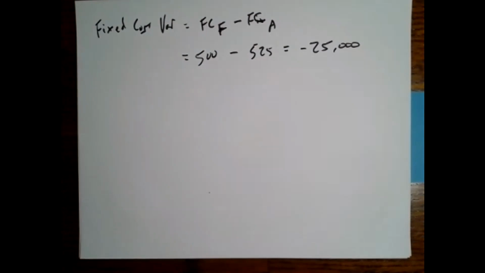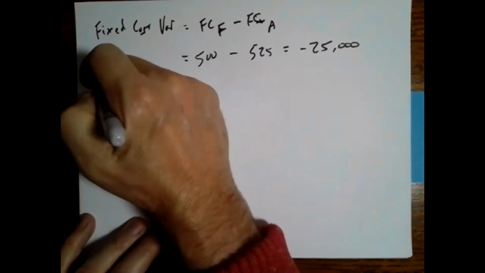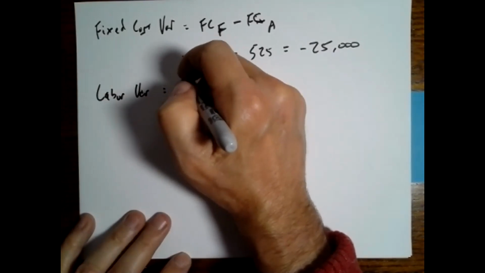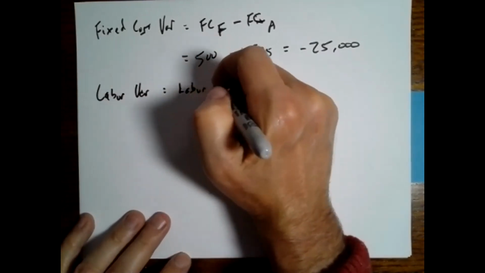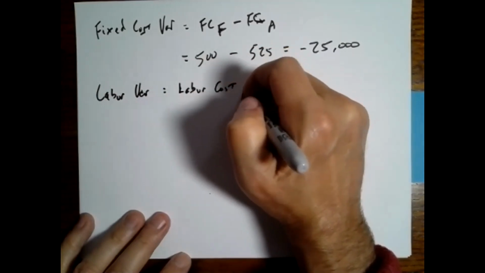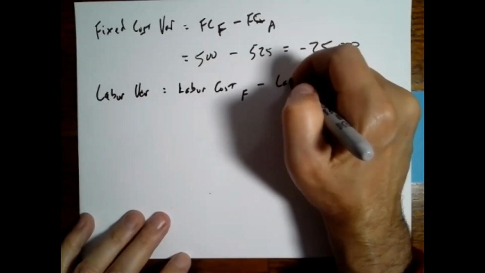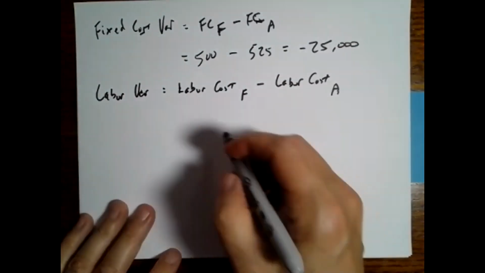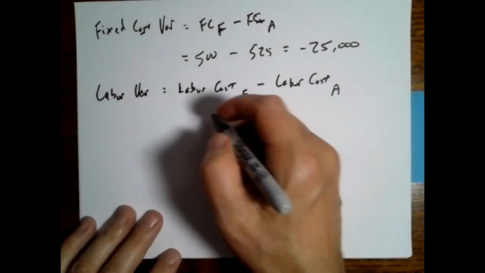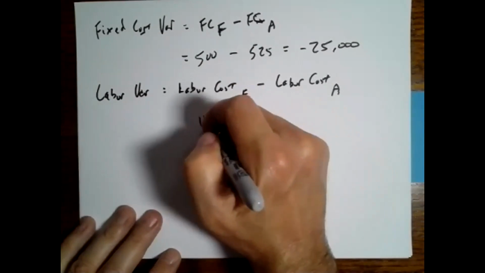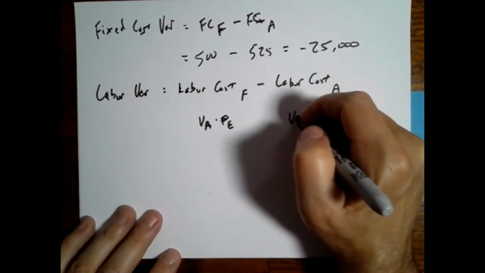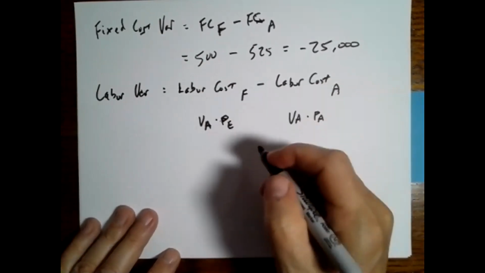Next, we want to look at labor variance. Okay, so labor variance is going to equal labor costs flex minus labor cost actual. So for labor cost, we want volume actual times price expected, and then volume actual times price actual.